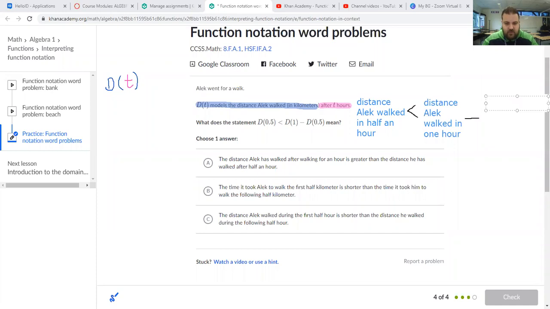It says d of 0.5. That's the same thing all over again: distance Alec walked in half an hour. However far he walks in half an hour is some number. This is how far he walked in half an hour, this is how far he walked in a full hour, and this is how far he walked in half an hour. We've got a subtraction thing going on here, so that's kind of confusing.